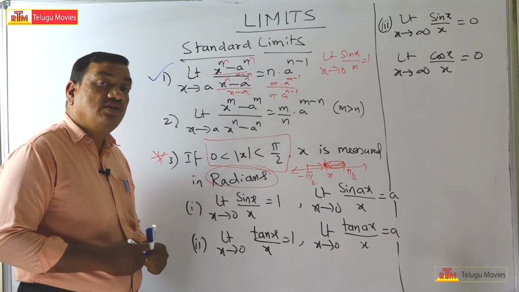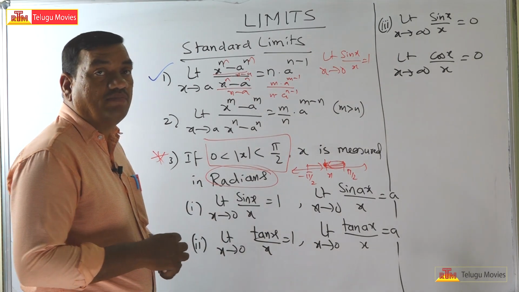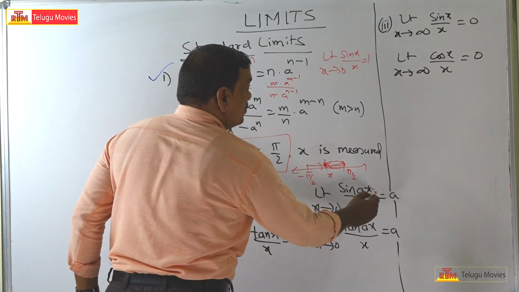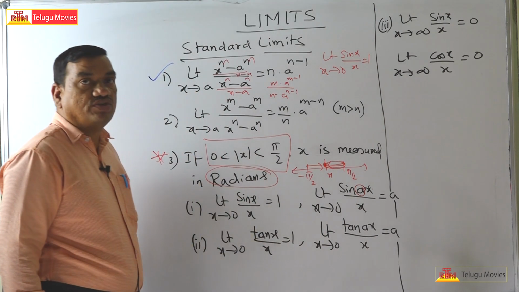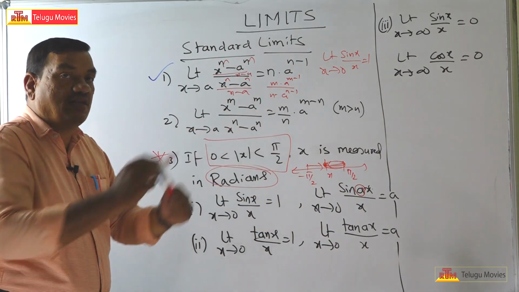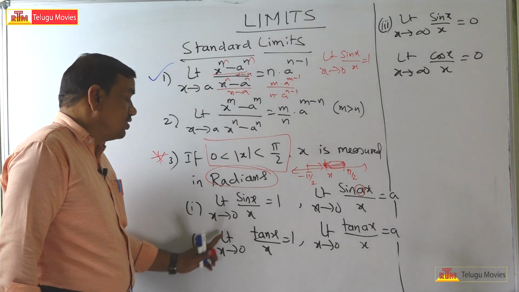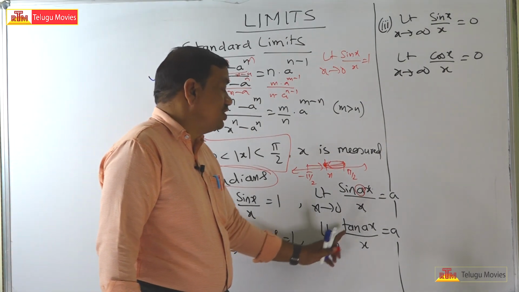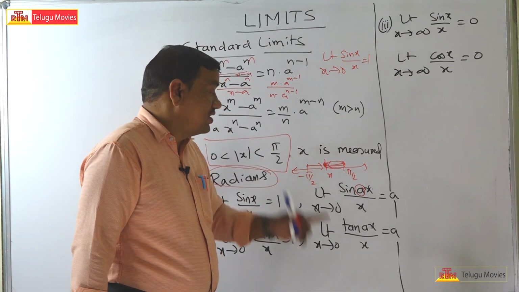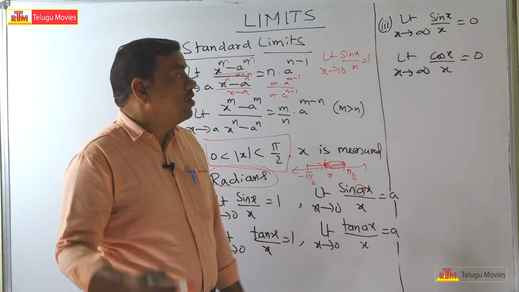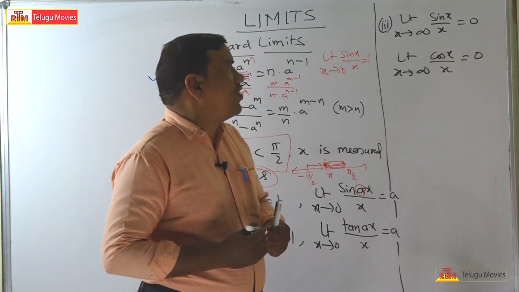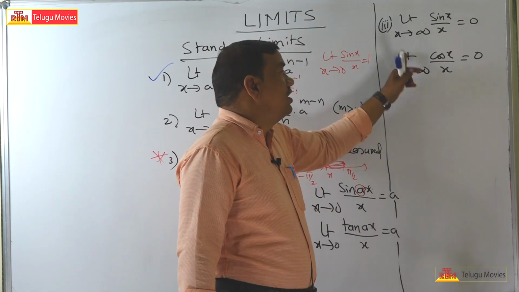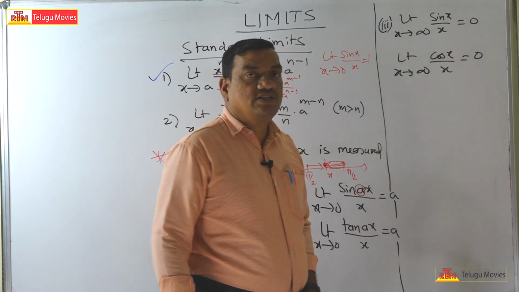And one more formula: limit x tends to 0, sin ax upon x is equal to a, whatever the x coefficient may be. Similarly, limit x tends to 0, tan x upon x is equal to 1, and limit x tends to 0, tan ax upon x is equal to a, where a is the x coefficient. Two more formulas: limit x tends to infinity, sin x by x is equal to 0, and limit x tends to infinity, cos x by x is equal to 0.